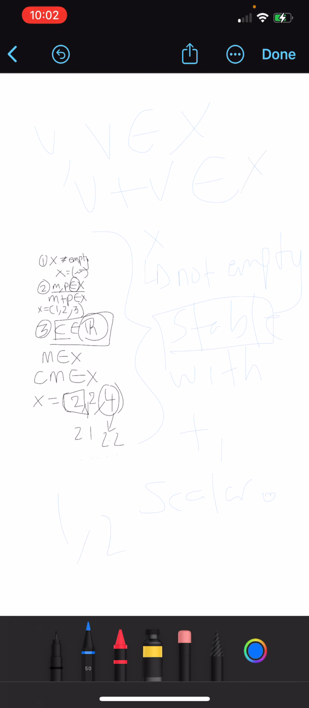So if 1 and 2 are part of your X, then 1 plus 2 is also part of your X. And I have represented this right here. Just going to erase this.